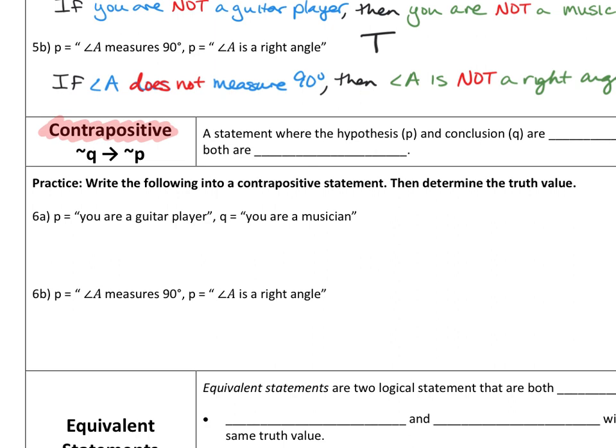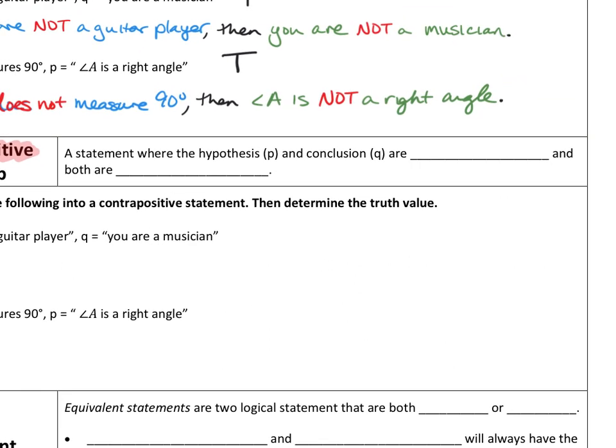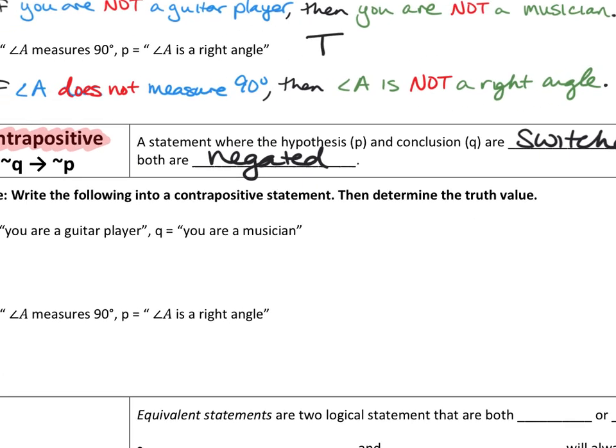So a contrapositive is a statement where the hypothesis and conclusion are switched, which we noticed, and they are both negated. So now we're doing everything. Contrapositive. Con means switch. Contrapositive, make it the not. Okay, let's do that one.